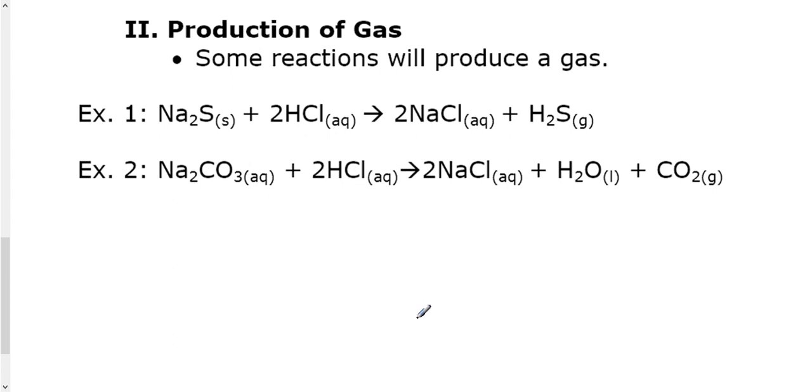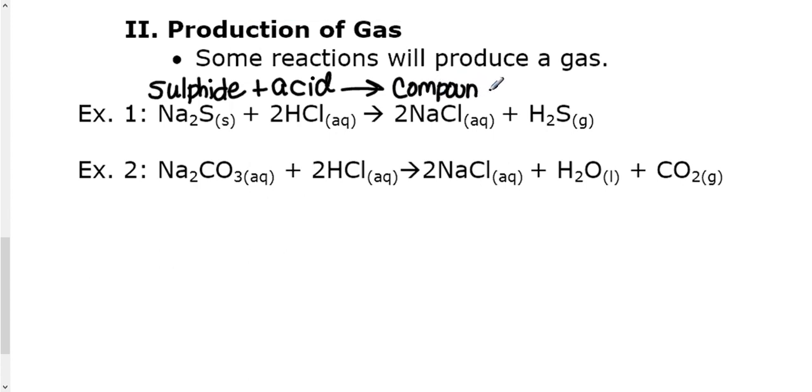So down here we have two examples. Let's look at one at a time. So here first we have sodium sulfide. We're just going to call this any sulfide compound. When that sulfide reacts with an acid, in this particular case it's hydrochloric acid, what we're going to see is you're going to get a compound forming. And that will depend on your acid and your sulfide. We'll come back to that in a minute.